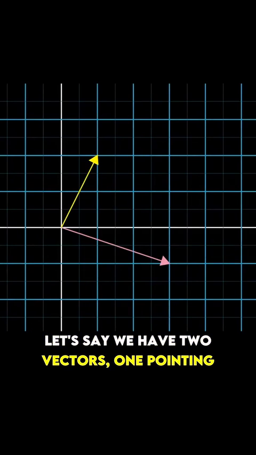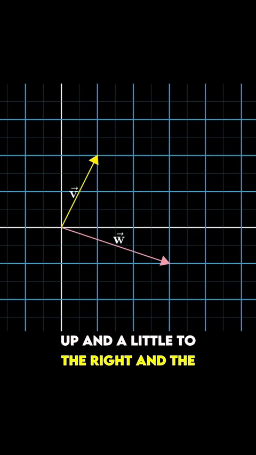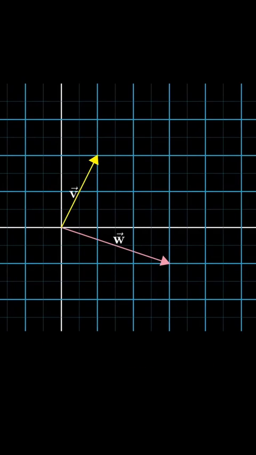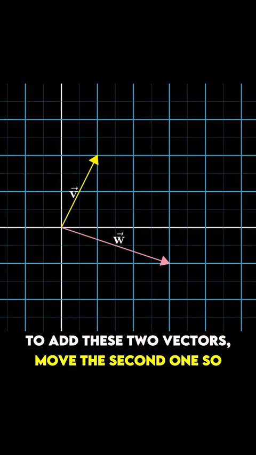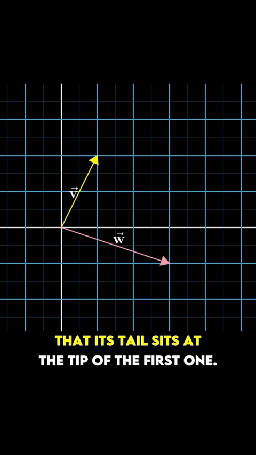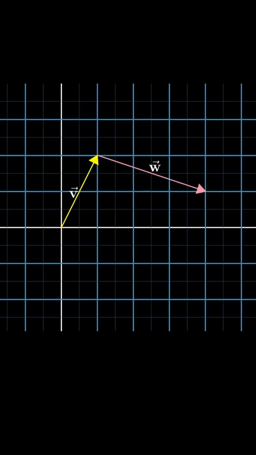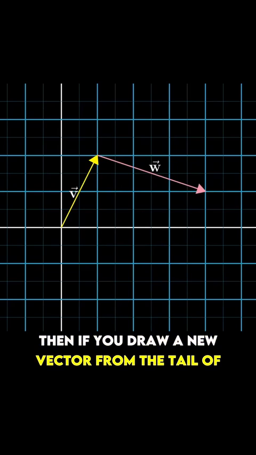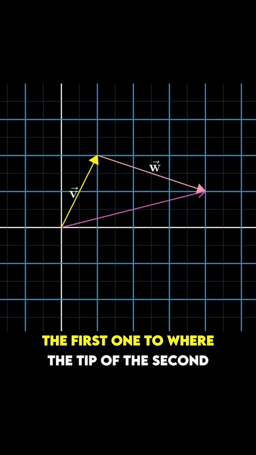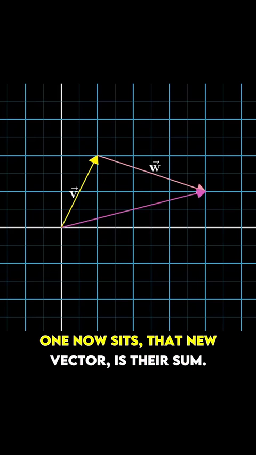Say we have two vectors, one pointing up and a little to the right, and the other one pointing right and down a bit. To add these two vectors, move the second one so that its tail sits at the tip of the first one. Then, if you draw a new vector from the tail of the first one to where the tip of the second one now sits, that new vector is their sum.